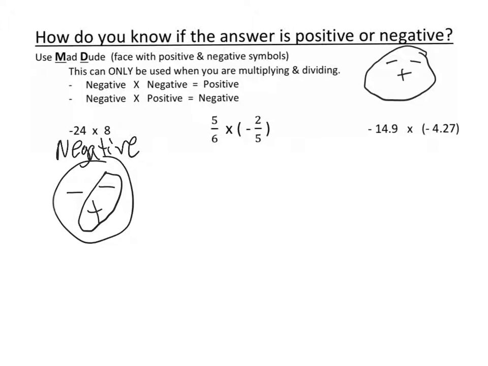Moving on to the next one, we're going to draw our MADDUDE again. So here we have a positive and a negative. So those are the 2 things I'm going to circle, a positive and a negative. And I am left with a negative. So our answer is going to be negative.